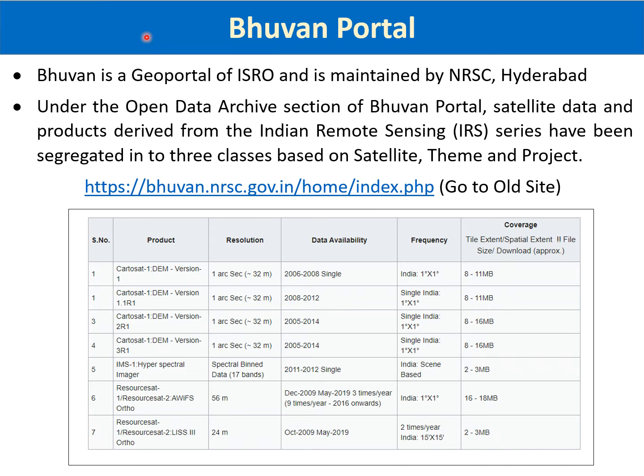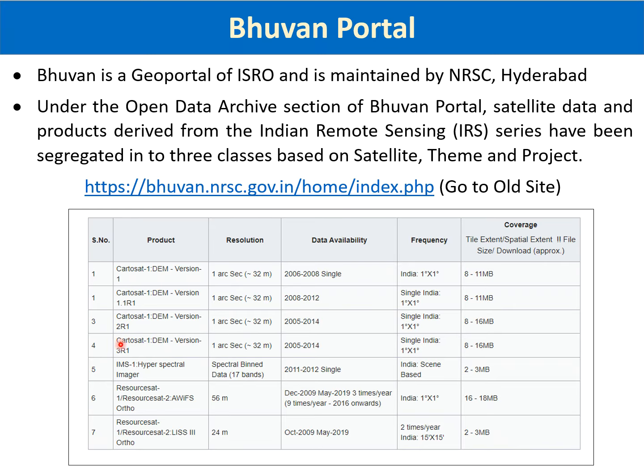Now coming to the open access data sets which are made available by ISRO, Indian Space Research Organization, you can visit the Bhuvan portal using this URL. Bhuvan is the geoportal of ISRO, maintained by National Remote Sensing Center, Hyderabad. Under the Open Data Archive section of the Bhuvan portal, you will find satellite data and products derived from the Indian remote sensing satellite series, segregated into three classes based on satellite, theme, and project. These are some of the data sets which are available.